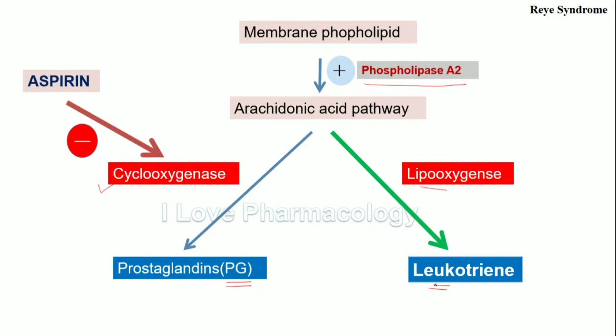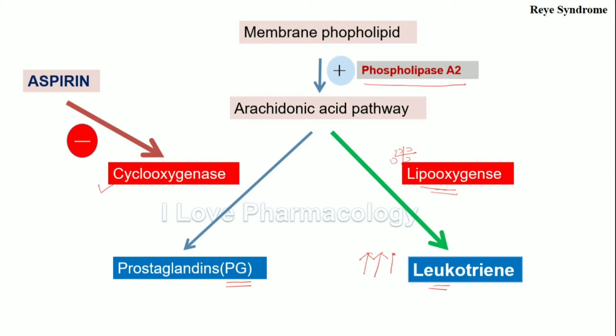So whenever you give aspirin, what happens? It will cause irreversible inhibition of cyclooxygenase, thereby preventing the formation of prostaglandin, which is one of the inflammatory mediators. So what happens when this pathway has been inhibited? The other pathway, the lipoxygenase pathway, takes the upper hand, so its activity increases. The arachidonic acid will be directed into the lipoxygenase pathway, so there will be an increase in leukotriene production.